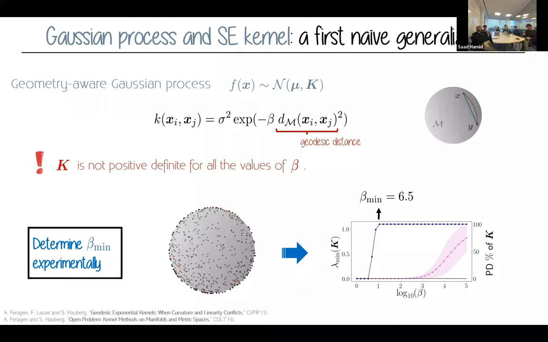This beta mean, what does this depend on? I guess it depends on the manifold. Does it also depend on the distribution of your data? Yeah, exactly. So it depends.